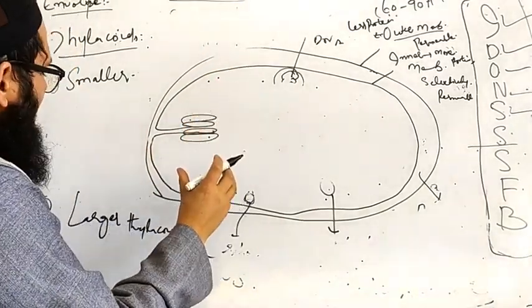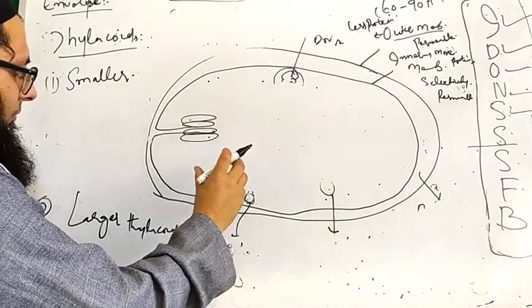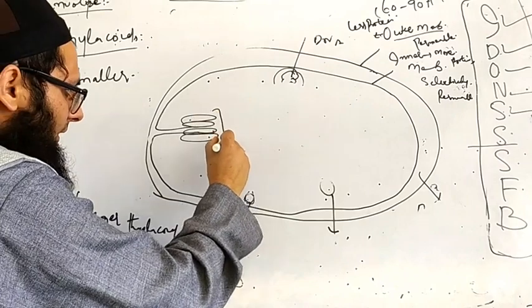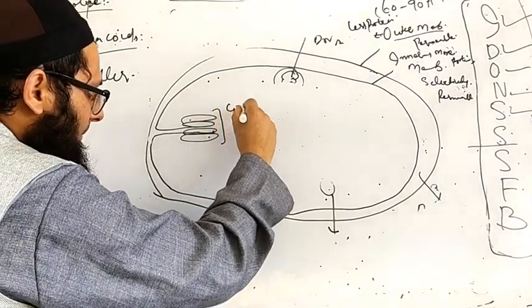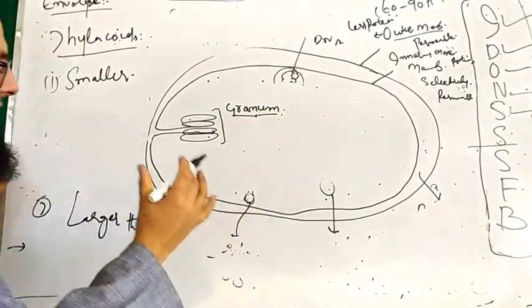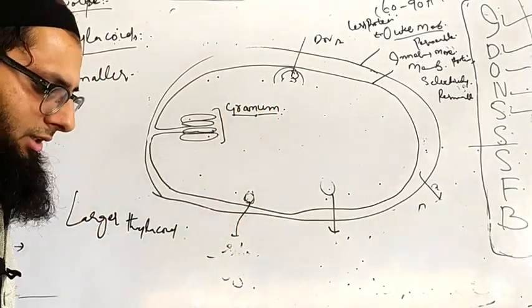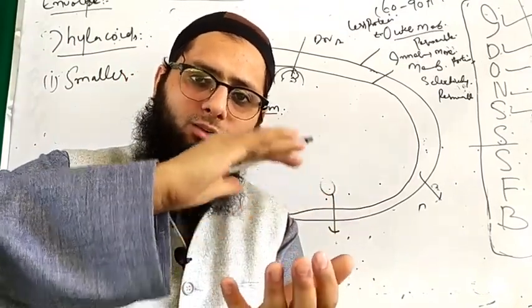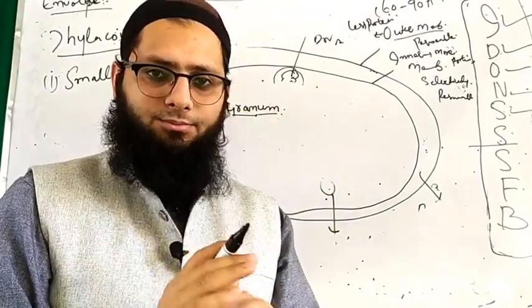The group of these small thylakoids which are piled one upon another, this group we call a granum. Okay. So what is a granum? A granum is the group of small thylakoids which are piled one on another. Okay.